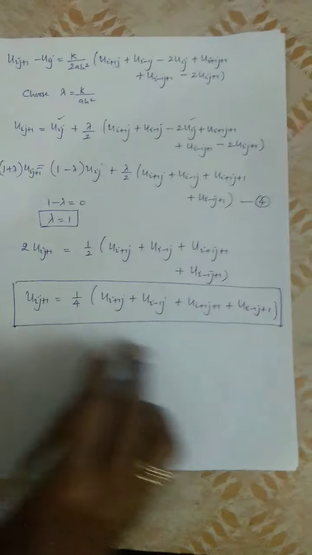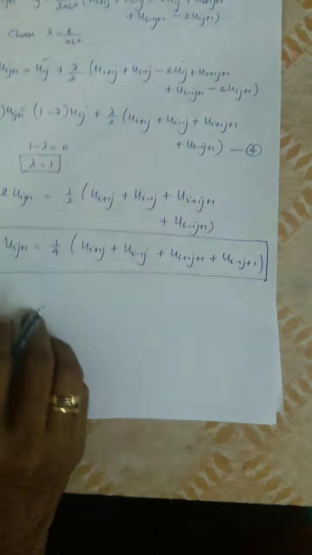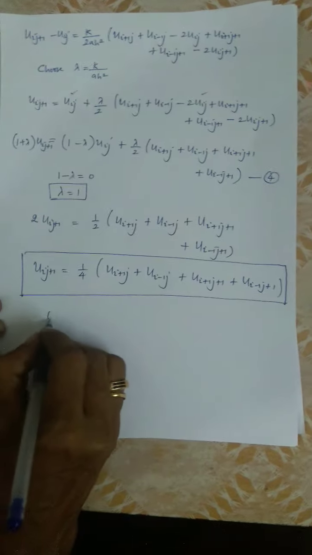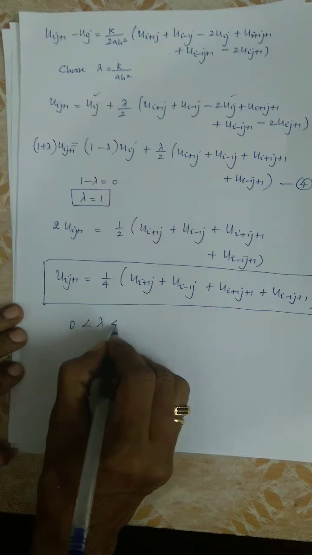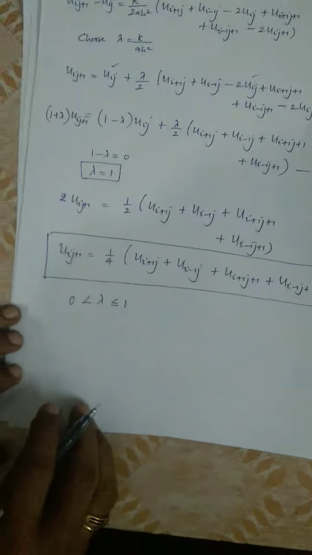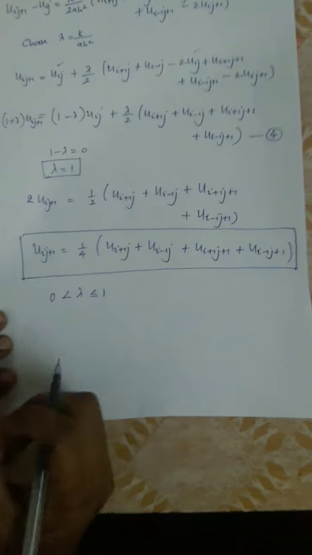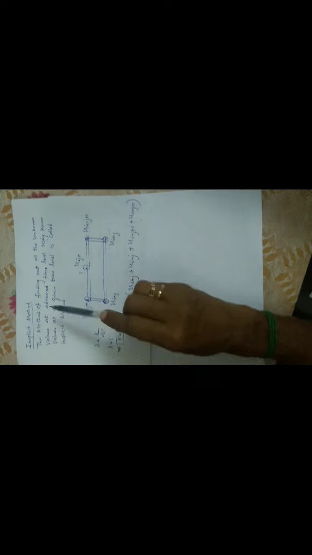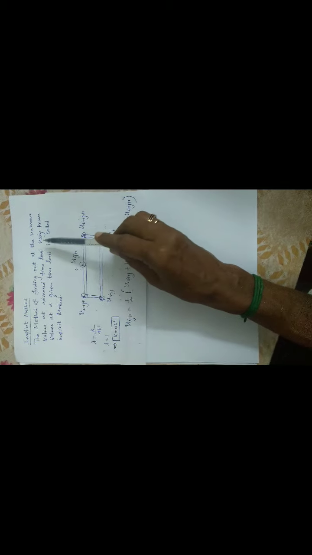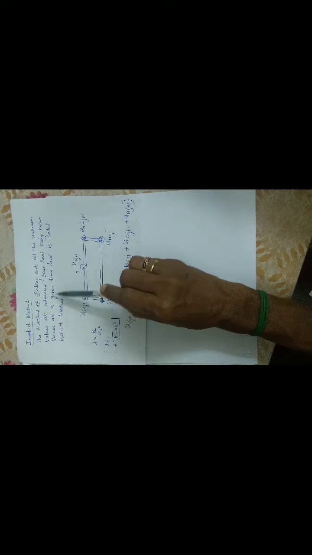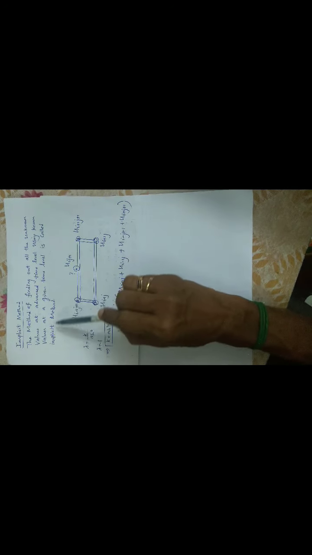So this particular scheme is valid only if 0 is less than lambda less than or equal to 1. So that is the speciality of the Crank-Nicholson method. The method of finding out all unknown values at an advanced time level using known values at a given time level is called an implicit method. Of course, Crank-Nicholson is an implicit method.